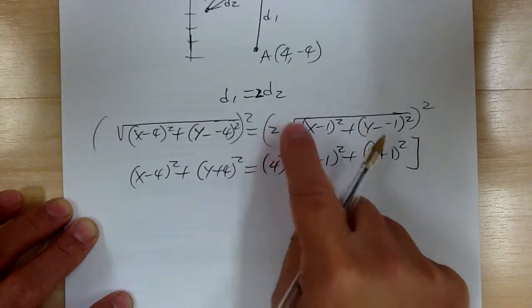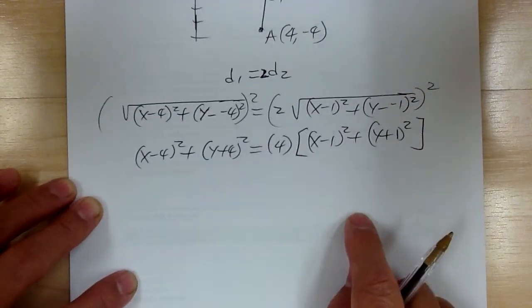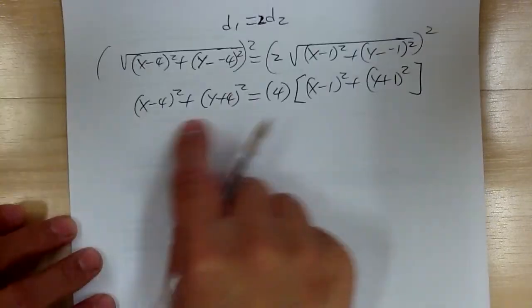So you're going to get (x - 1)² + (y + 1)². Okay, so you square 2, you get that. Square this, you get that. Basically, the square will cancel out. Next step is you're going to multiply out your parentheses.